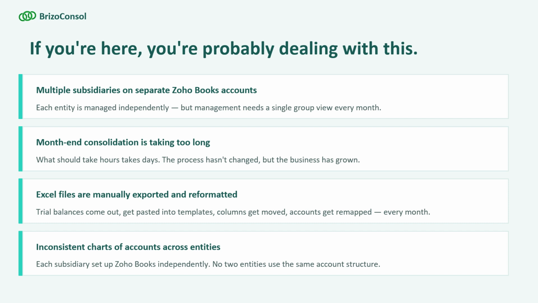If you're here, you're probably dealing with one of these situations. Multiple subsidiaries using separate Zoho Books accounts. Month-end consolidation taking too long. Excel files being manually exported, copied, and reformatted. Or inconsistent charts of accounts across entities.